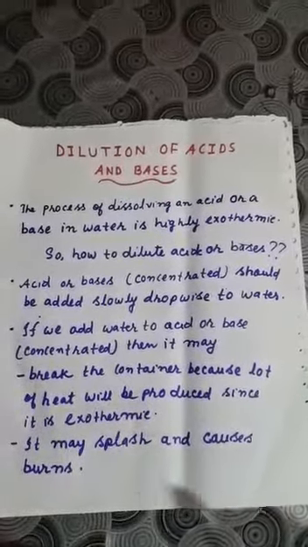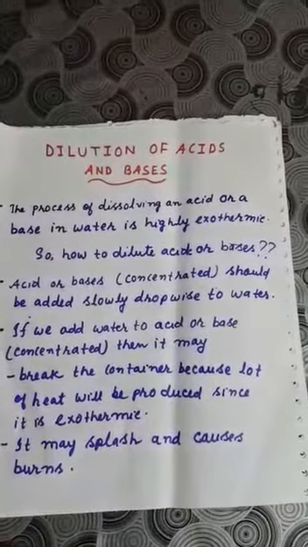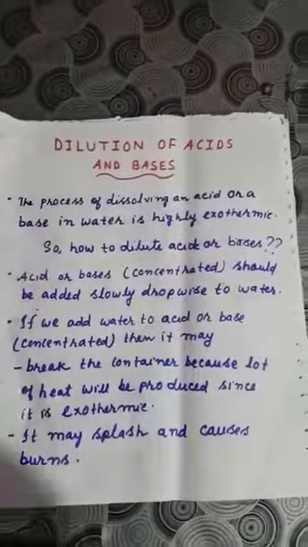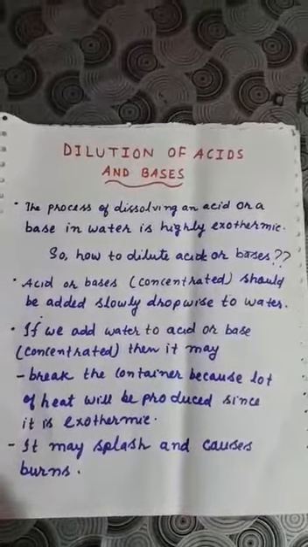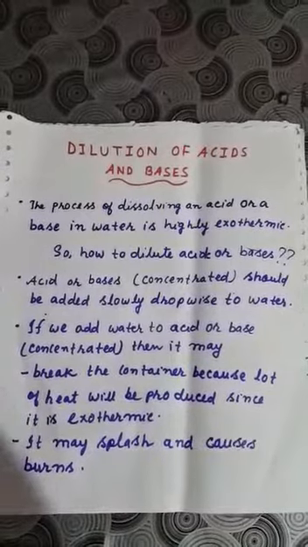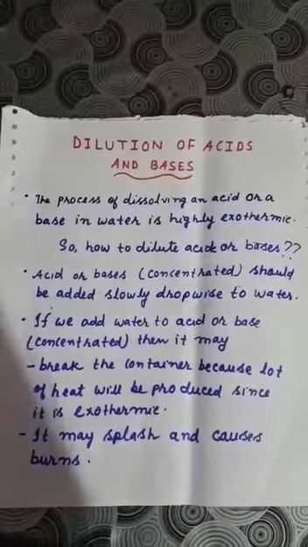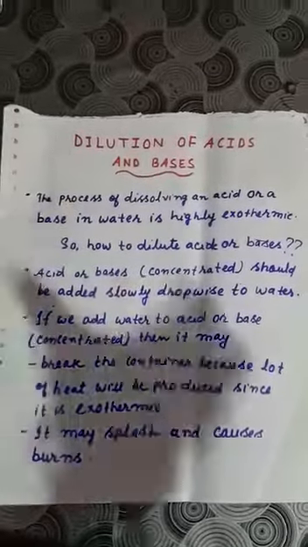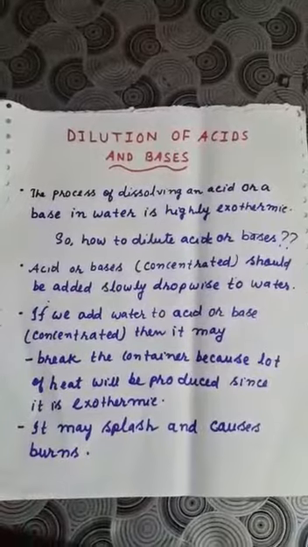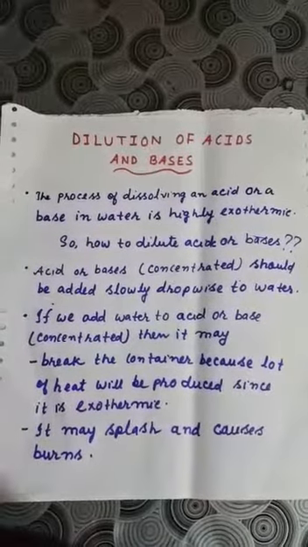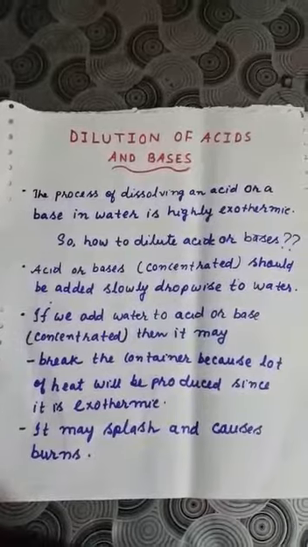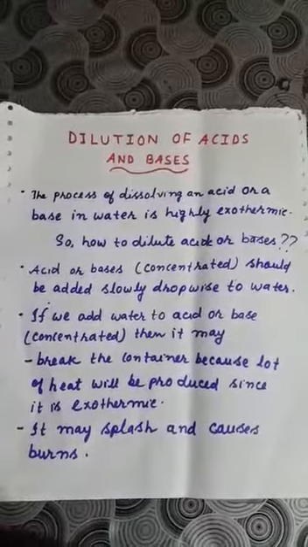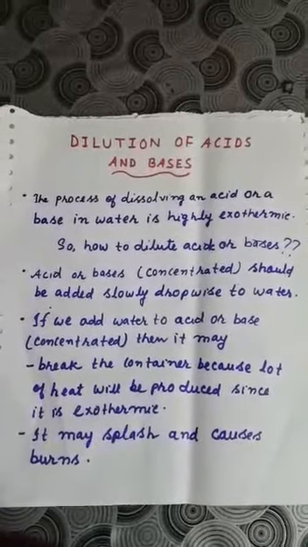But when you add acid drop wise to the water, it will produce heat. But since the amount of water is more and you are adding acid drop wise, 2-3 drops at a time, what will happen? Heat will be produced, but that heat will be absorbed by the large amount of water, so it will not create these two problems. Am I clear? So what is the best way to dilute acids or bases? You have to add acids or bases drop wise to water, but not water to acids or bases.